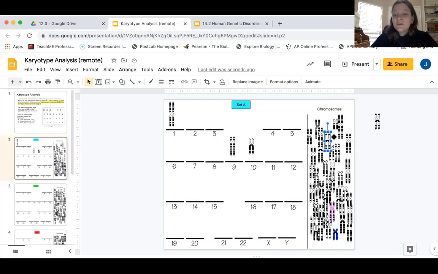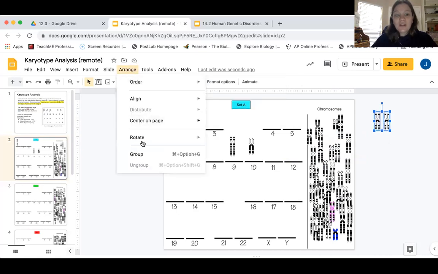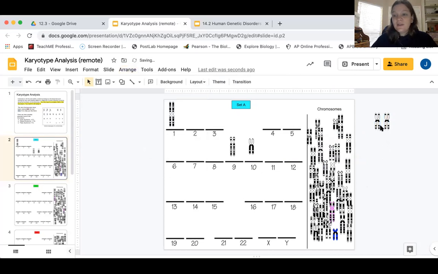The other thing that I would recommend doing if you're doing this digitally is, once you find a pair, okay, so this is a pair, right? Because they're the same size. I didn't resize them. And then the striping pattern matches, and the centromere is in the same place. So these are a match, right? If you select both of them, so you can shift and click both and go to arrange and group, then they are together forever, okay? You can ungroup them if you really want. They don't have to be together forever, but now they're going to move as a pair, which makes it a lot easier as you're going through and putting all of them where they belong.